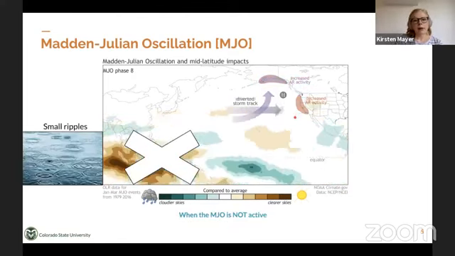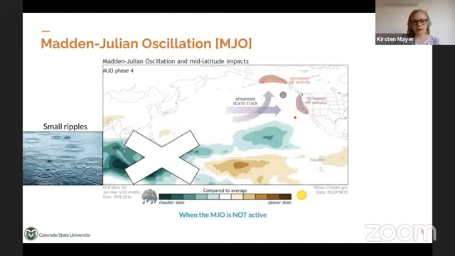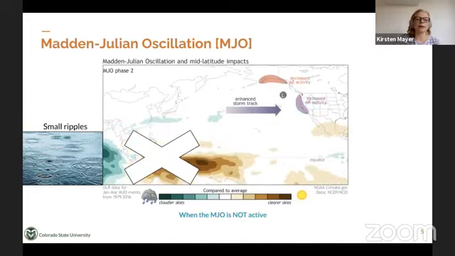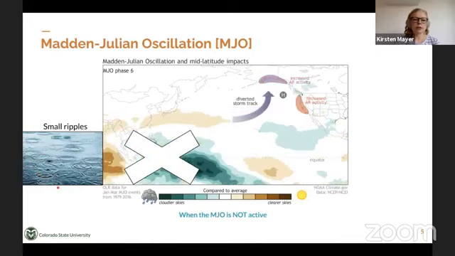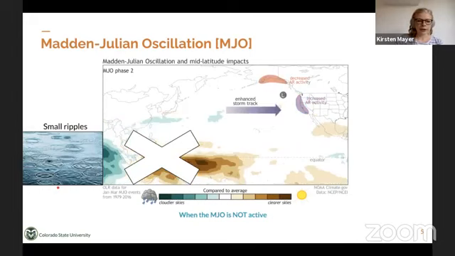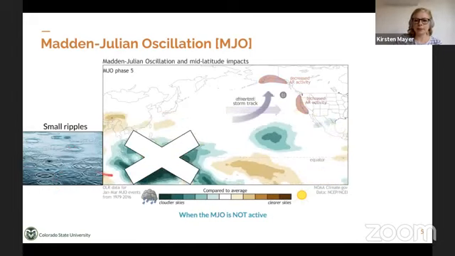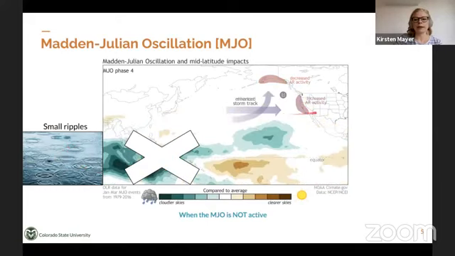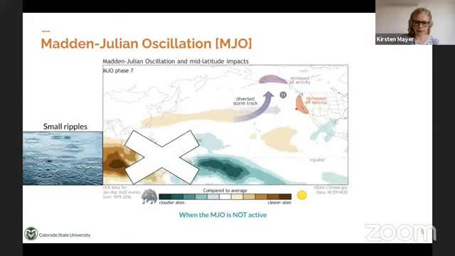But the MJO isn't always active, and this is where the idea of opportunities comes in. Sometimes when the MJO isn't active, you can think of the tropics as a bunch of small ripples or a bunch of storms that are occurring. And this is a pretty chaotic system, and it makes it very difficult for us to predict how the ripples will end up affecting us over the Northern Hemisphere.